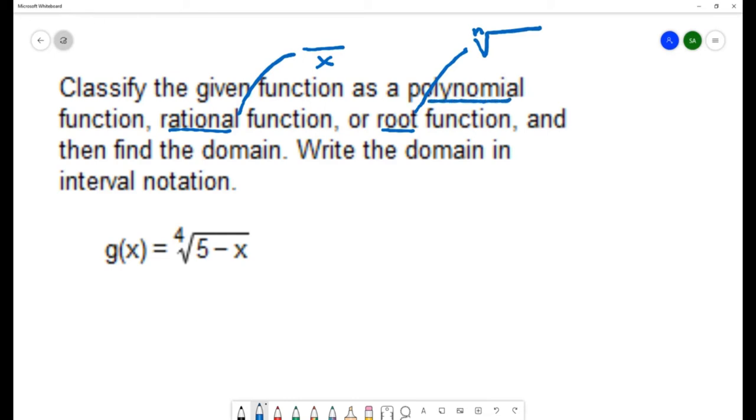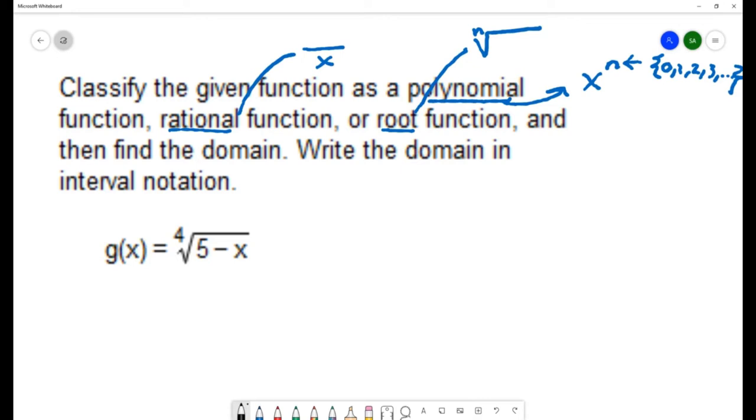Usually everything else is considered to be a polynomial, but there are specific rules for polynomials. Your variables are going to be raised to powers, and those powers need to be whole numbers. So you have to have a nice power, 0, 1, 2, 3, and so on, for something to be considered a polynomial function.